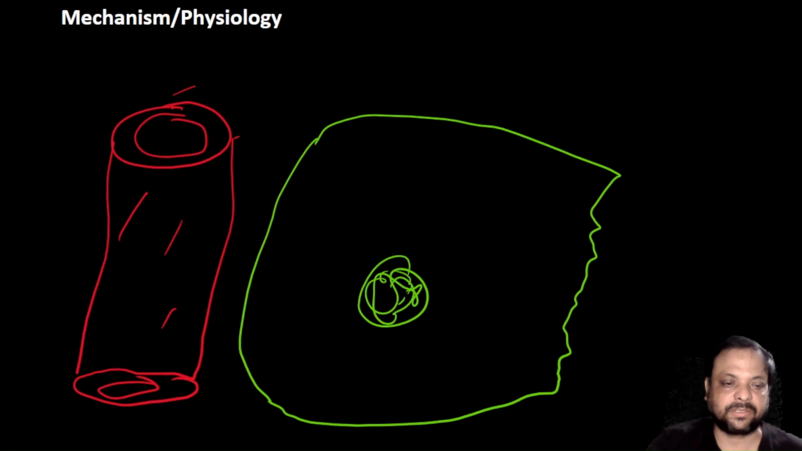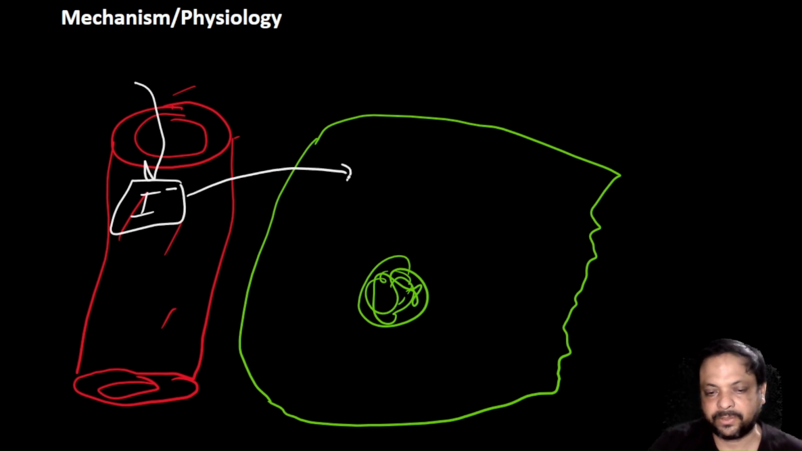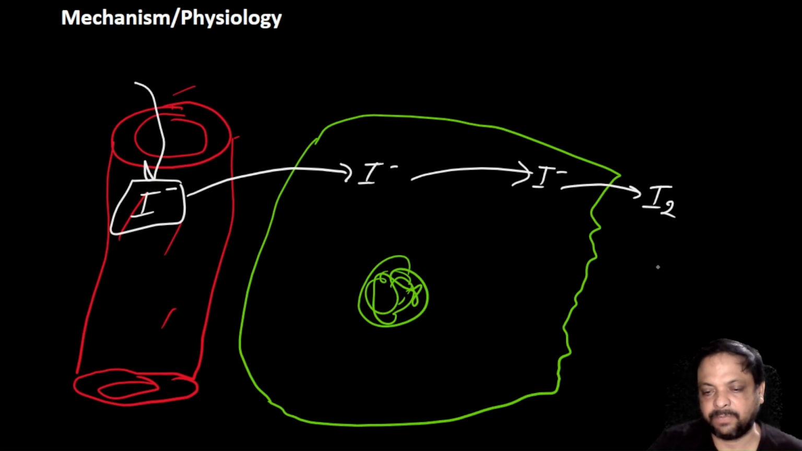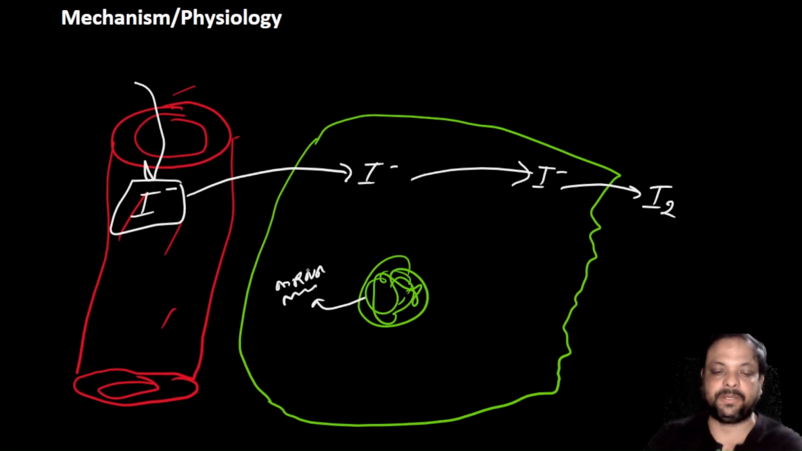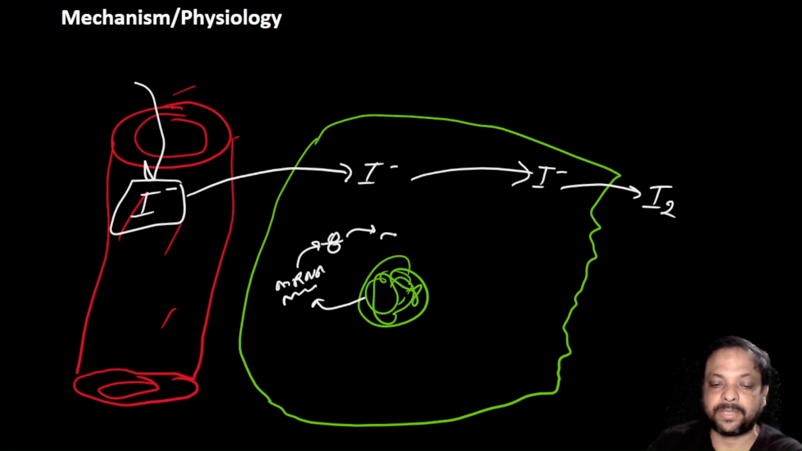Okay, let's start. So we have discussed that iodide moves into the cell, got it? And this iodide is converted to iodine and moves into the colloidal part. Okay. Thing is that when the nucleus synthesizes mRNA, this mRNA normally moves to the ribosome, and from the ribosome, the thyroglobulins are produced. So normally the thyroglobulins are produced.